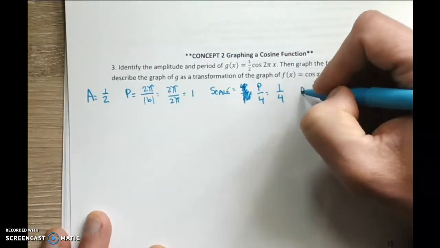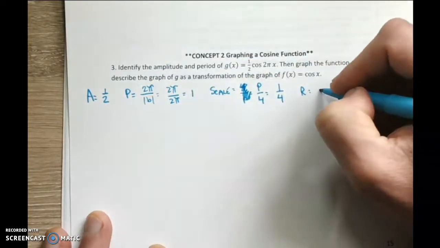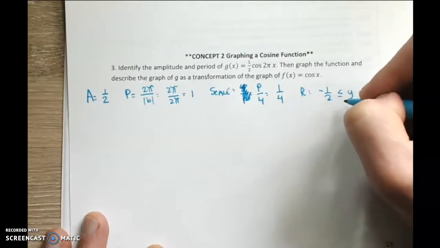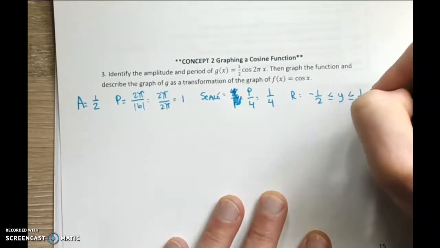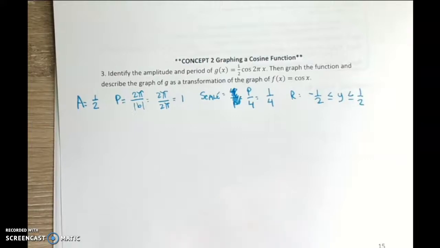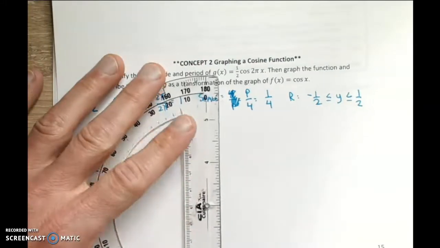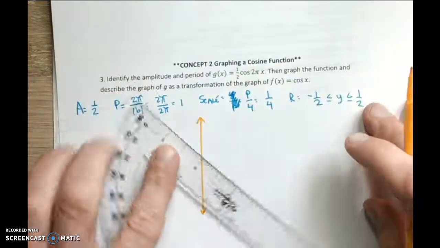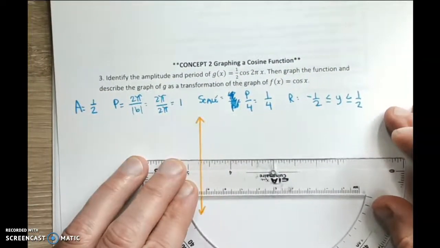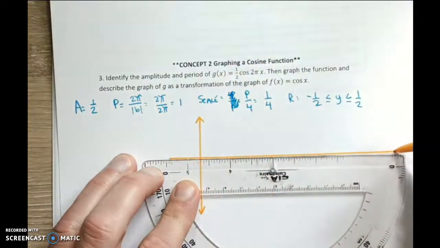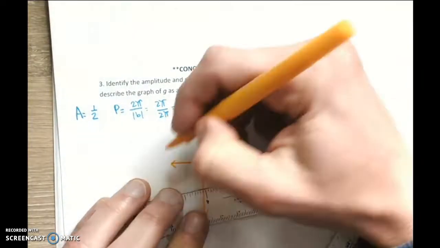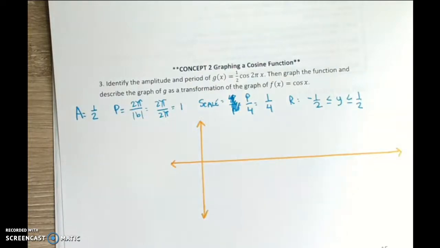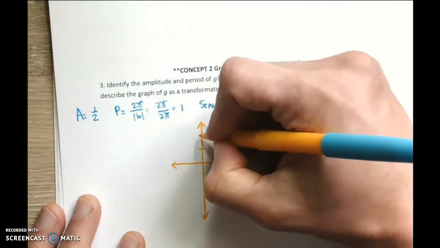And then I'm going to go to my range, and that's where I take this amplitude. So it's negative 1/2 is less than or equal to y, which is less than or equal to 1/2. So it's going to jump in between positive and negative 1/2. Alright, so now I would go to my graph, with the range positive and negative 1/2.